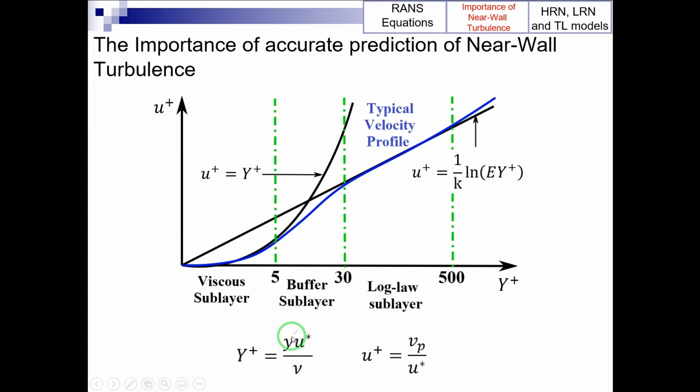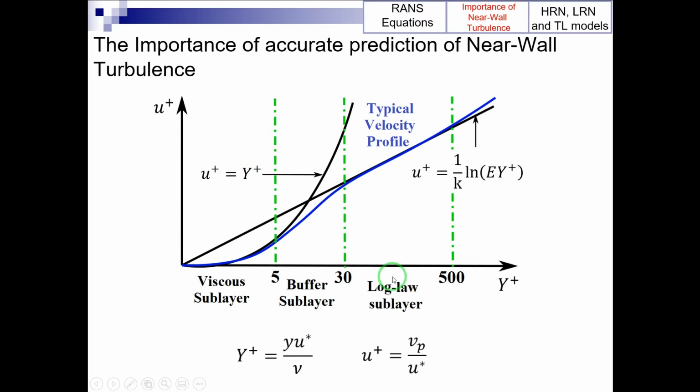Here y indicates the distance from the wall, v_p is the component of the velocity parallel to the wall, and u asterisk is the reference velocity. In the innermost layer, the so-called viscous sublayer, which as shown in this figure is associated with y plus values less than 5, the flow is almost laminar-like, only the viscosity plays a dominant role in the fluid flow. In this sublayer, the relationship between the y plus and u plus is as shown here.